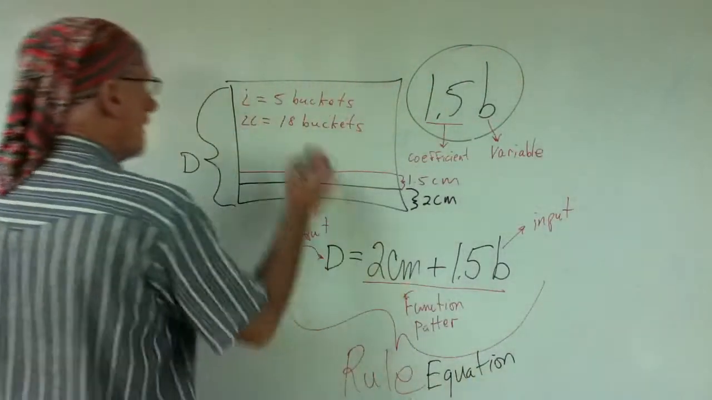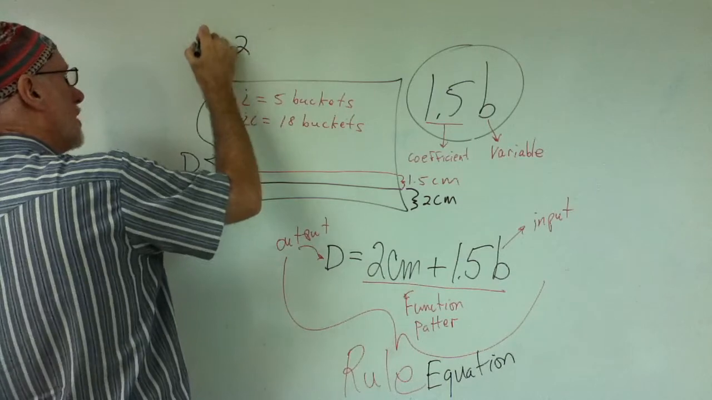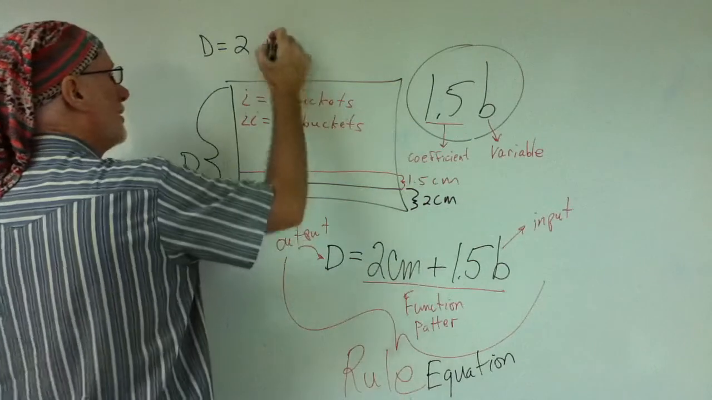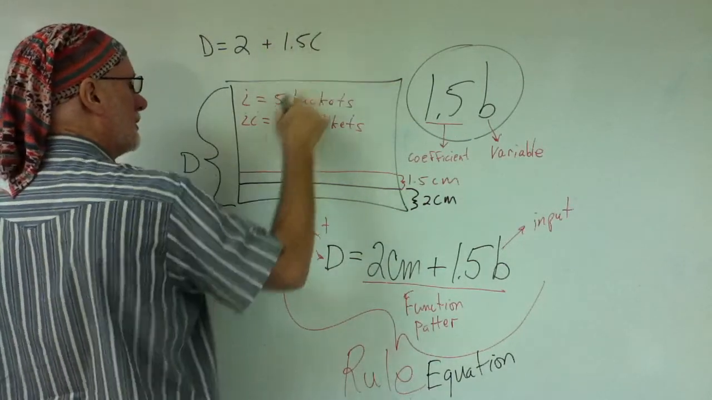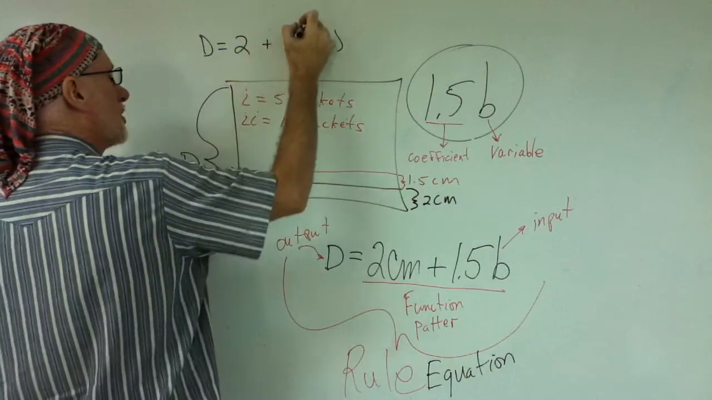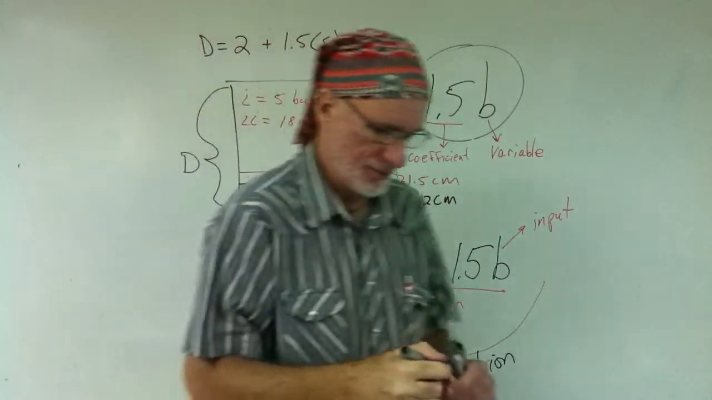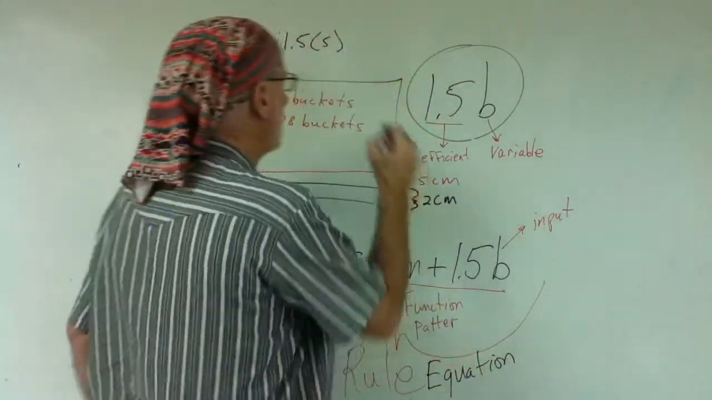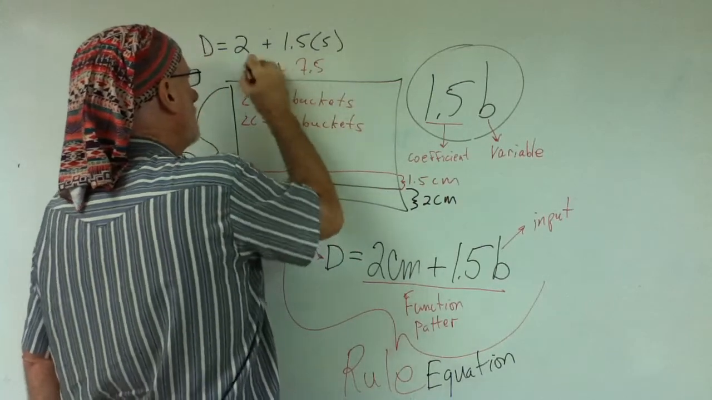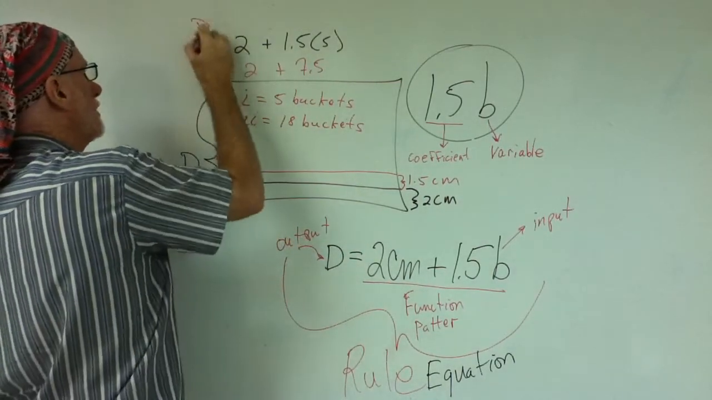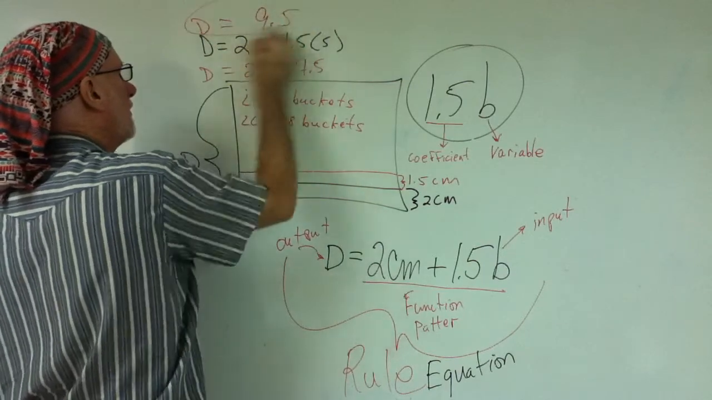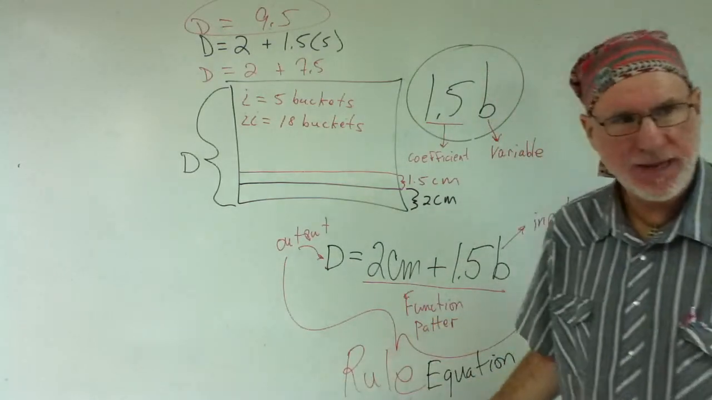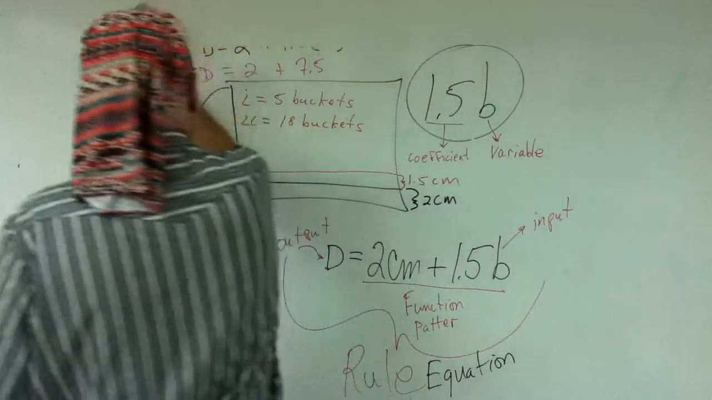What is it? 9.5. So the total depth is going to be 2 plus 1.5 times 5. Let's leave off centimeters, okay? So what's 1.5 times 5? 7.5 plus 2 equals D. So D equals 9.5. You were correct. Okay? Is that easy? Yes. Veronica, are you with me? Most excellent girl.